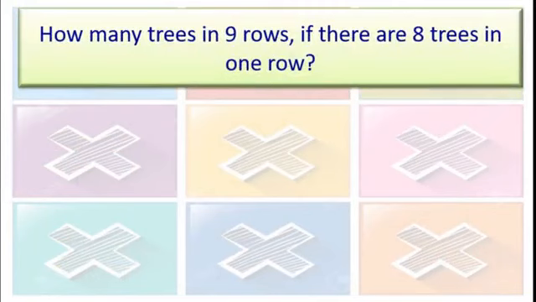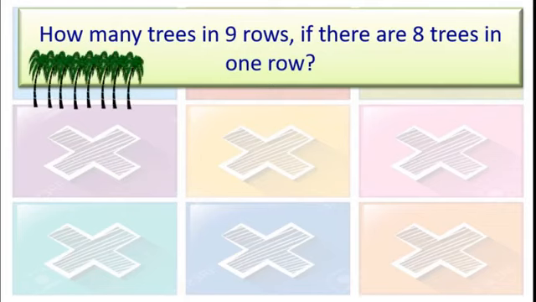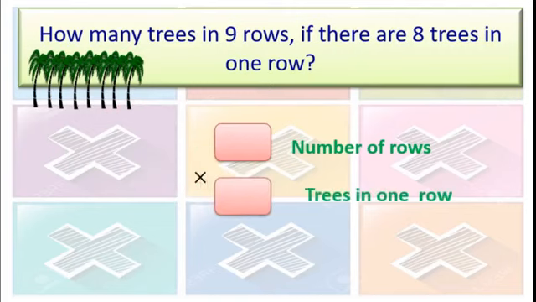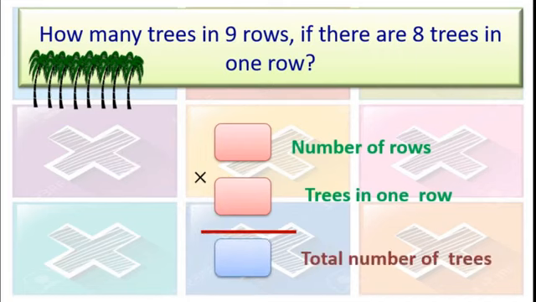How many trees in 9 rows? If there are 8 trees in one row, here you can see 8 trees are there in one row, right? Here we will write number of rows. See, we have written first number of rows multiplied by trees in one row. Okay, then we will get total number of trees.